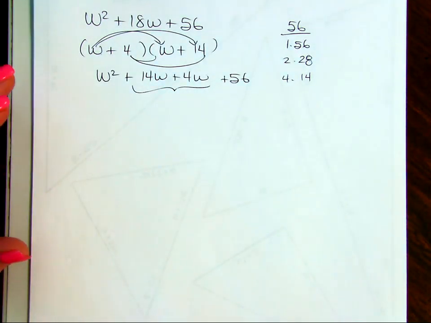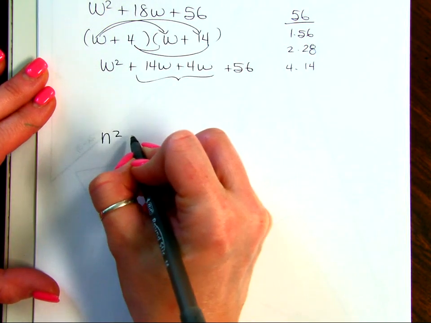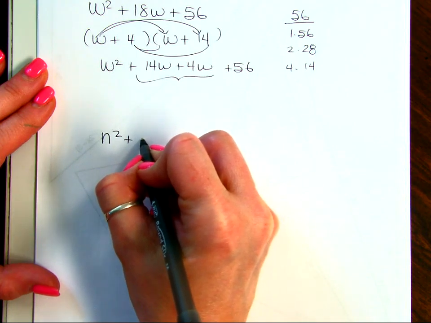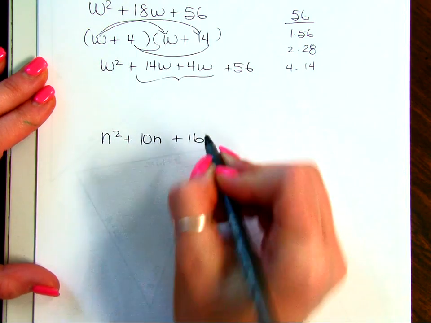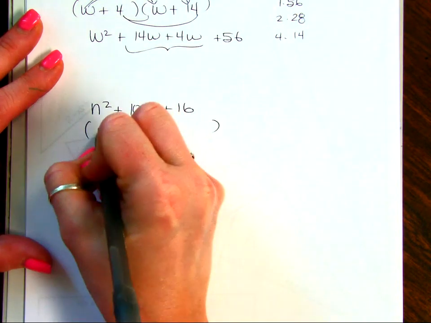You think you're good with that? Now go ahead and try this one on your own. Ready? N squared plus 10n plus 16. So you're thinking of 16. 4 and 4 would be 8. But 8 and 2 would be 10. So did you get n plus 2, n plus 8?